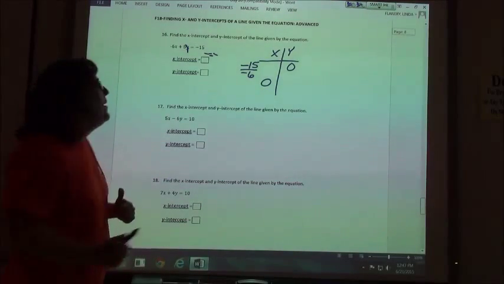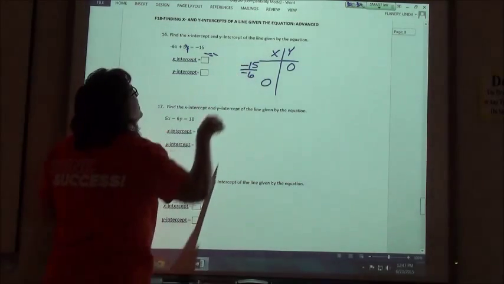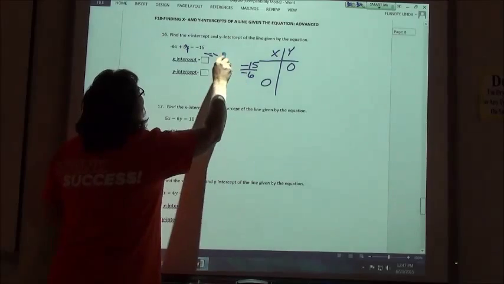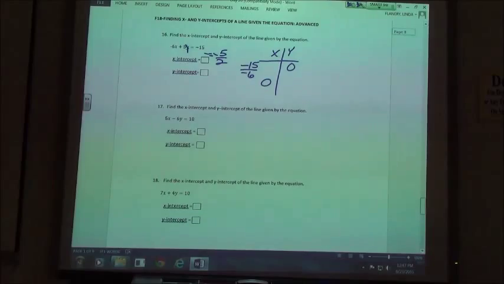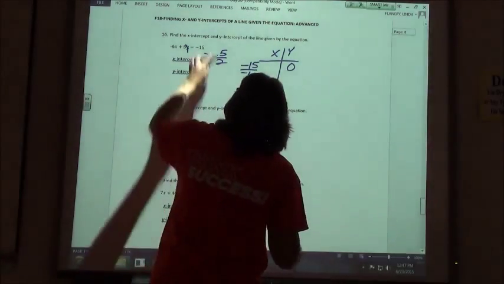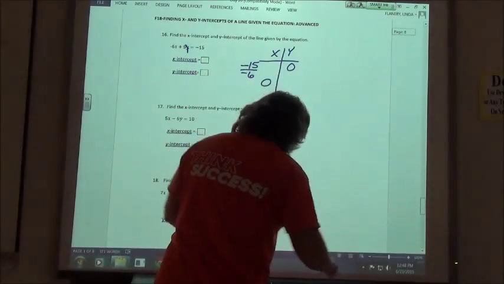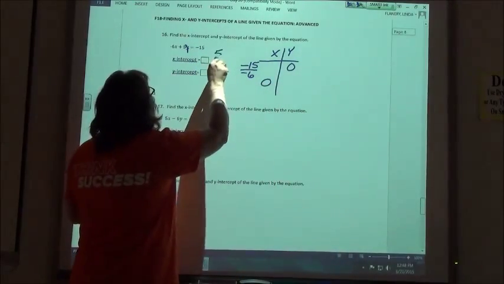5 over 2. 5 halves. Dividing by 3. And that looks like negative because I have all those marks from my hand touching the board, but it should be positive.